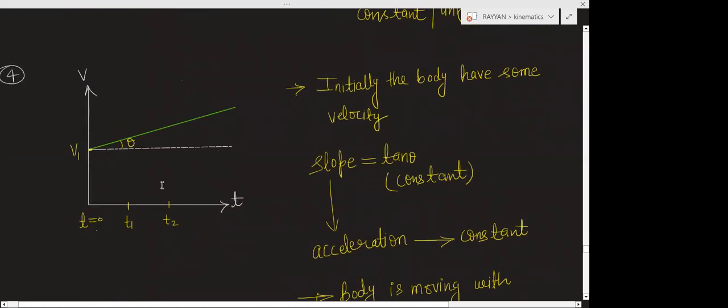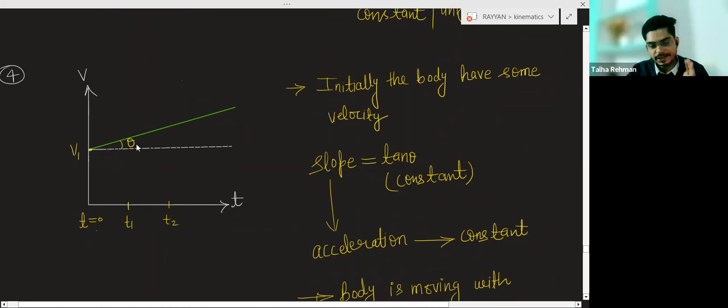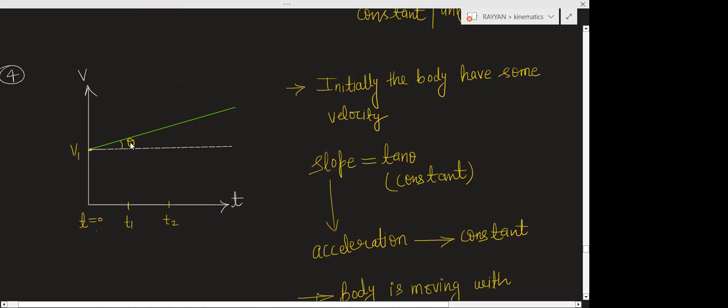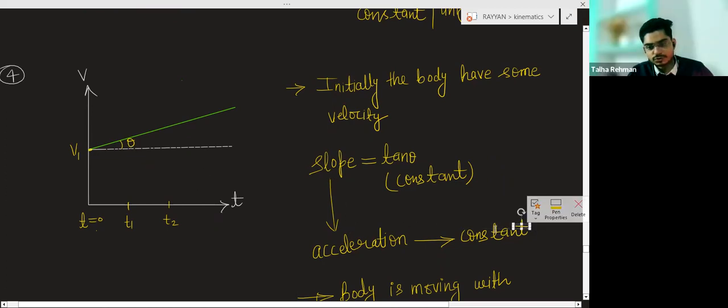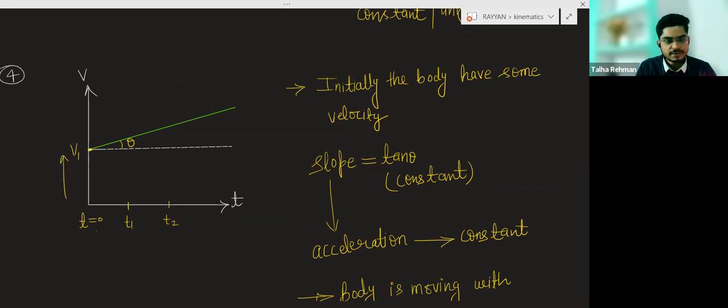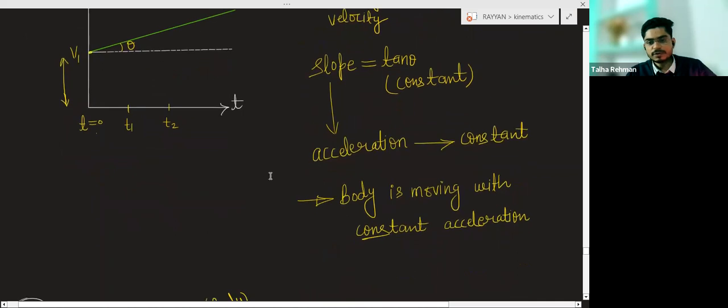Now this graph. If we have this type of graph and have to find the slope, what will we do? We will draw a parallel line with respect to this line, and first we will find the slope. The slope of this graph will be tan theta, and tan theta will be constant because this theta is not changing. And slope is acceleration, so acceleration is constant. So the body is performing uniformly accelerated motion, and initially the body has some velocity. At t equal to 0, v1 is the velocity, and the body is moving with constant acceleration.